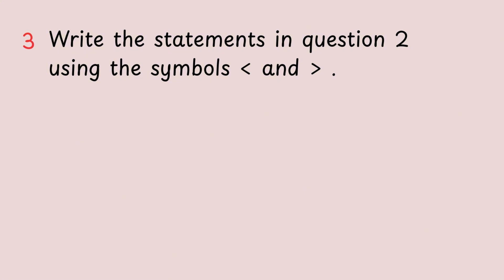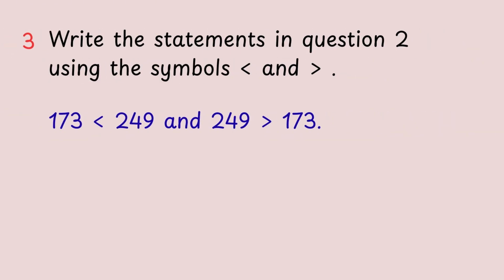So now from question 2, we know which number is bigger, so now we try to use these symbols instead of writing the words greater than and less than. Think of these symbols like a hungry alligator's mouth. When the alligator is super greedy, its mouth is always open wide to eat the bigger number. So let's think about our first sentence. 173 and 249. Since 249 is a bigger number, the alligator's mouth opens up wide toward 249.